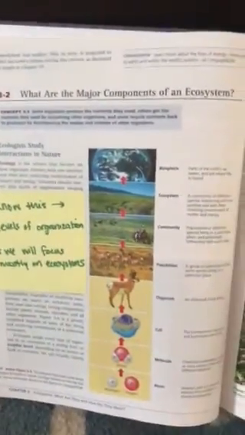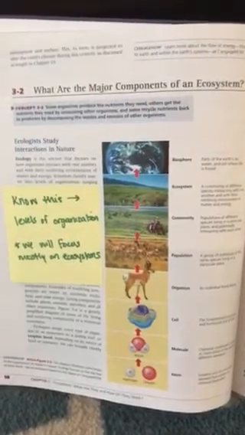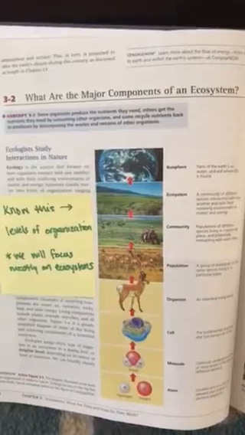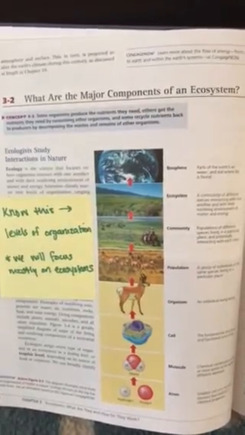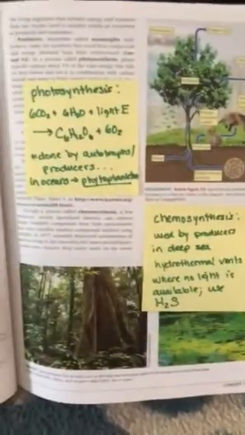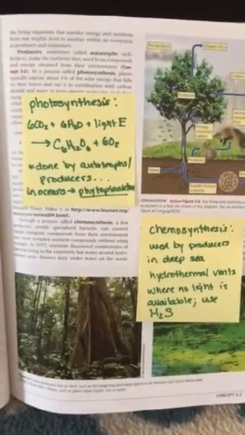In 3.2, what are the major components of an ecosystem? Definitely know this diagram that shows the levels of organization. We're going to focus on ecosystems primarily and everything that happens there, because it gets much more complicated with all of our different feedback loops, etc. Then we get into a review of photosynthesis and chemosynthesis. Definitely know the equation for photosynthesis.